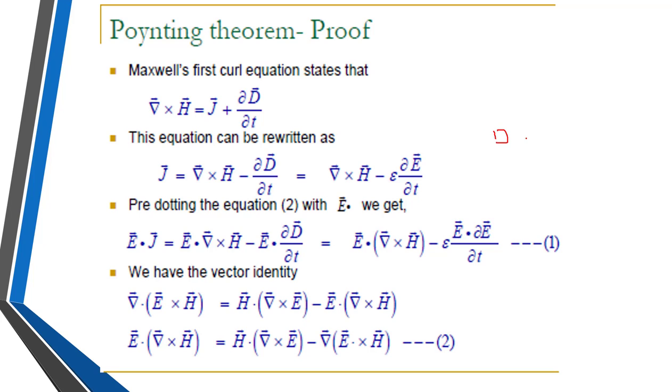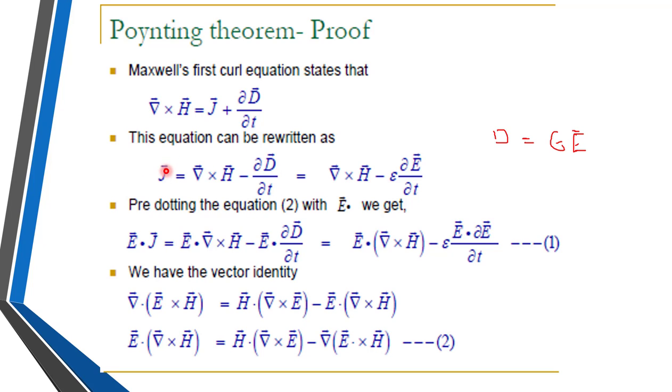Electric flux density D bar is equal to epsilon into E bar, where epsilon is the permittivity of the medium and E bar is the electric field intensity. So I can replace this D bar with epsilon into E bar. Then this equation becomes J bar is equal to del cross H bar minus epsilon into dou E by dou t. So this is the equation for J bar.